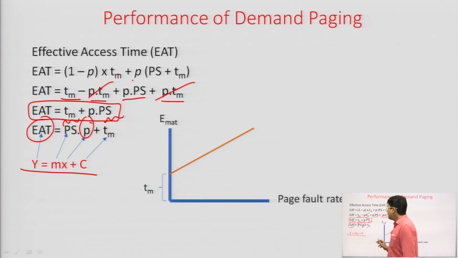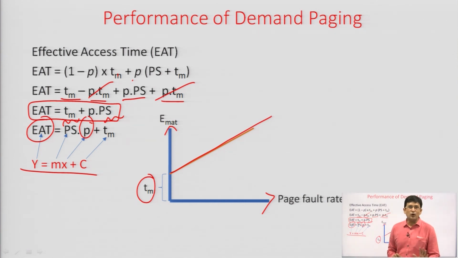If we represent this with the straight line equation y equals mx plus c, effective access time becomes y, Ps becomes m, p becomes x and Tm is c. Here you can see this is Tm and there is a straight line. When the page fault rate increases, effective memory time also increases, but in no case will the effective access time be less than Tm. If there is 100% occupancy of the required pages in the main memory, the main memory will certainly be referenced. So this will be the case.